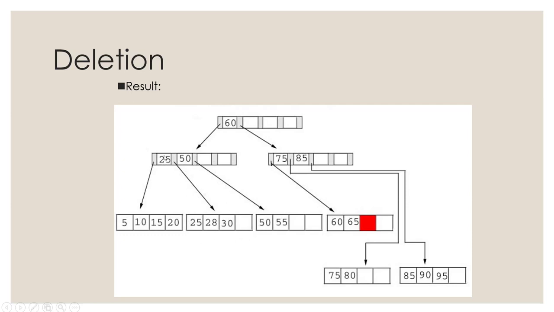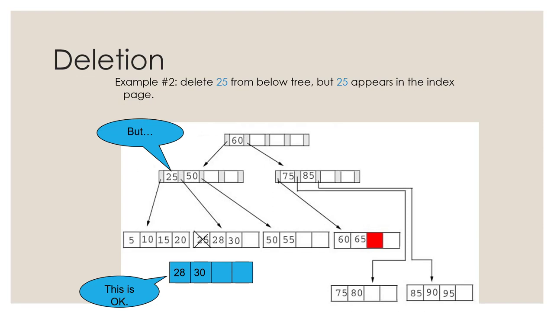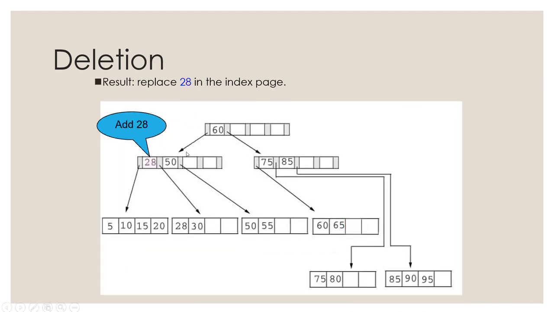One thing to pay attention to is this index value right here. This value should be the smallest value from this node. So after deleting 25, 28 will now be the smallest value. So don't forget to update your index. So this 25 should now be 28.